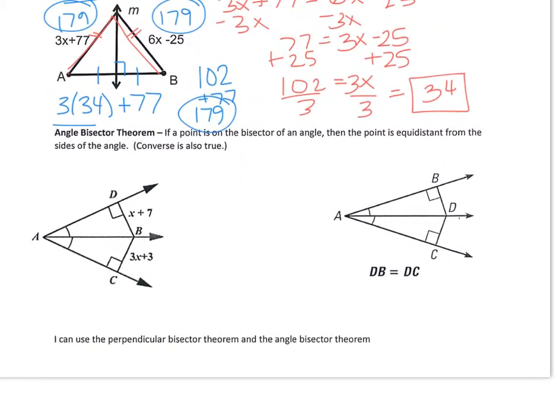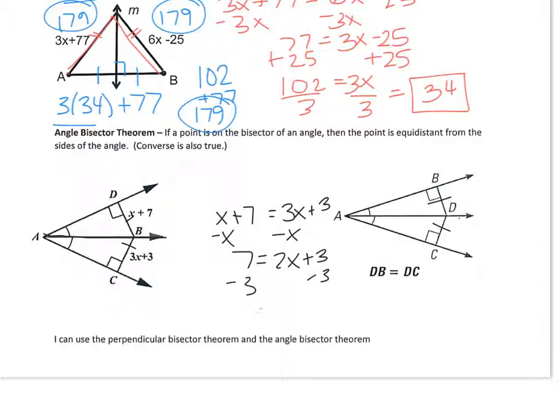The angle bisector theorem states that if a point is on the bisector of an angle, so this is the bisector of an angle, then the point is equidistant from the sides of the angle. So this means that DB is congruent to DC, and over here I could write x plus 7 is equal to 3x plus 3. Subtract x, so 7 equals 2x plus 3. So 2x equals 4, x equals 2. So this side length would be 9 and this side would be 9.